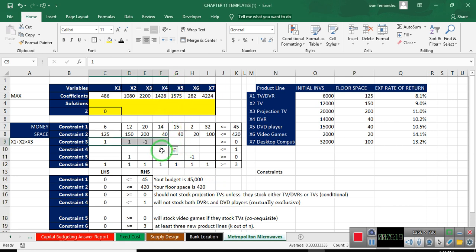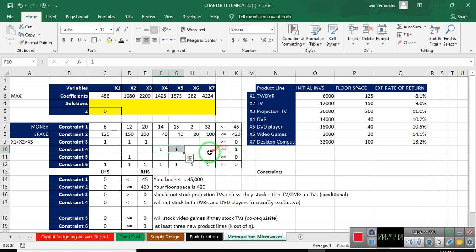So this means that if they both turn 1, 1 plus 1 will be 2. So what we're saying is these two added cannot be more than 1. If they're more than 1, that violates the rule because we can only have either one, only one, but that will violate the rule.